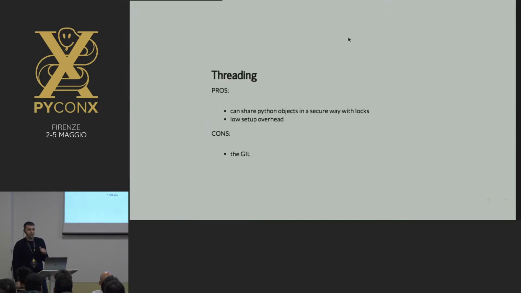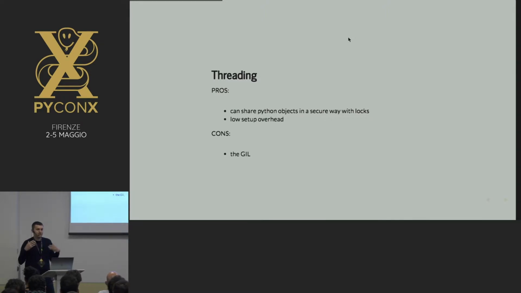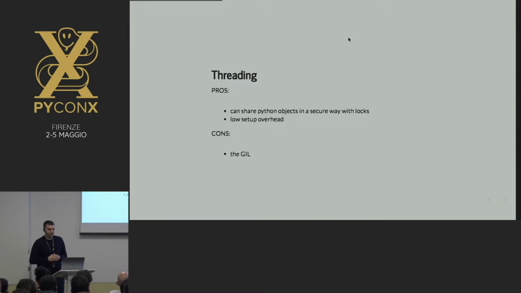The pros of threading is that you can share memory. Can you still hear me? Yes. You can share objects in a secure way between threads. You just have to use locks, so you don't have to move data around that much. And because you're using a lot of data, you would not like to move so much data. And you have a low setup overhead. And the main con is the global interpreter lock, which Python is so infamous for.